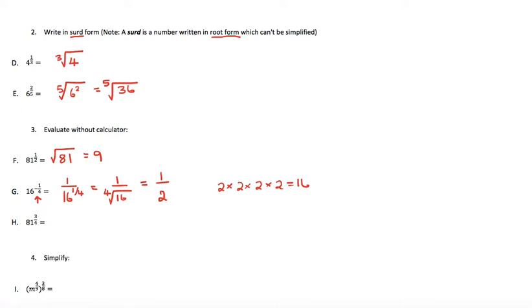Question H, 81 to the power of 3/4. That means that we have the 4th root of 81, everything to the power of 3. It is easier in this case to work out the root before the power. So the 4th root of 81 is 3, because 3 times 3 times 3 times 3 is 81. And then 3 to the power of 3 is back to being 27.